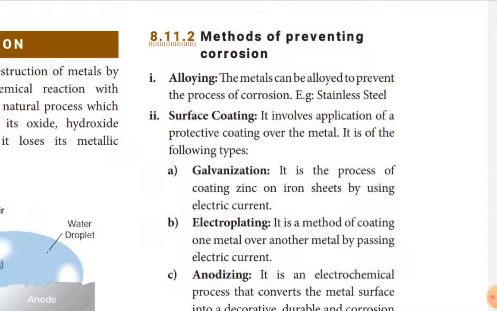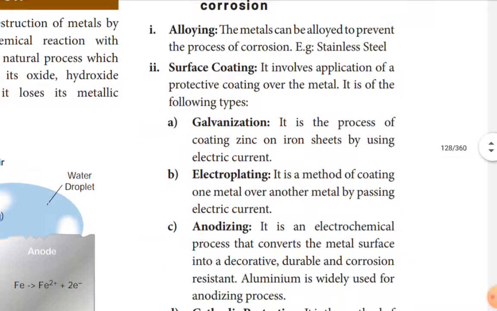because zinc is more reactive than iron. So when oxygen or carbon dioxide or water vapor come into contact, zinc only will slowly corrode, and will not allow the oxygen and carbon dioxide to come into contact with iron. So iron will be saved from corrosion.